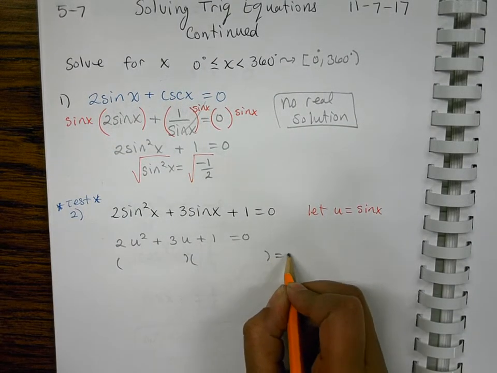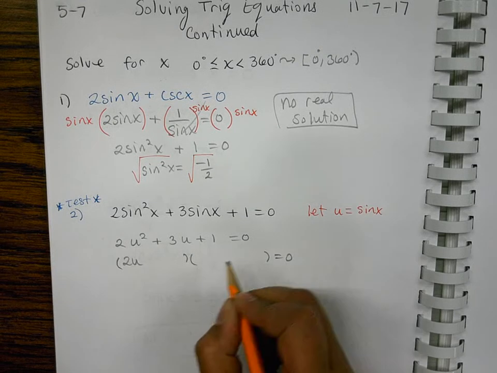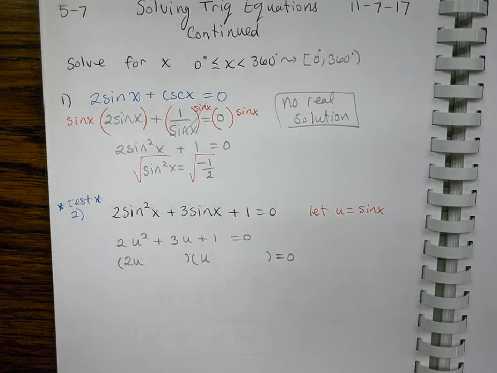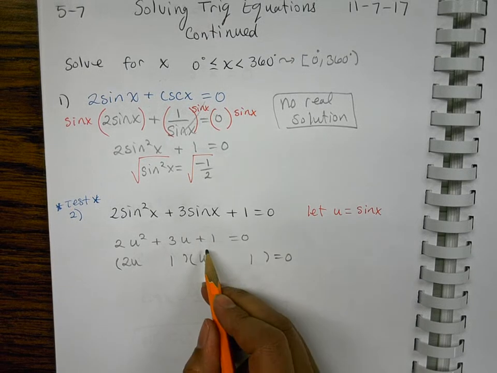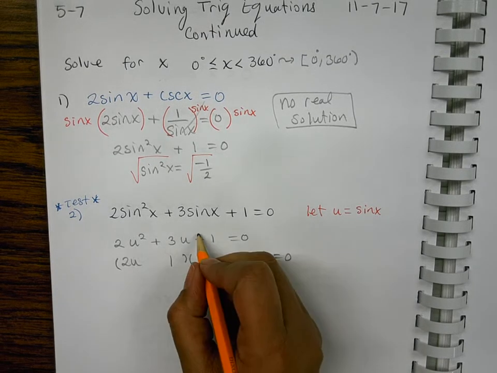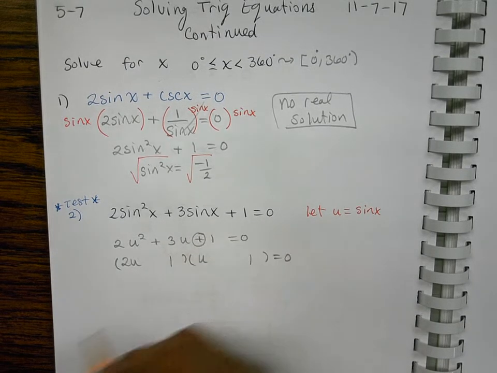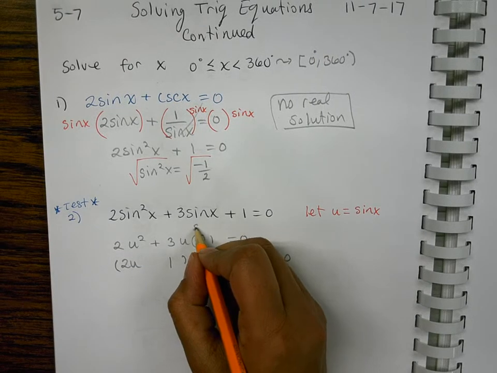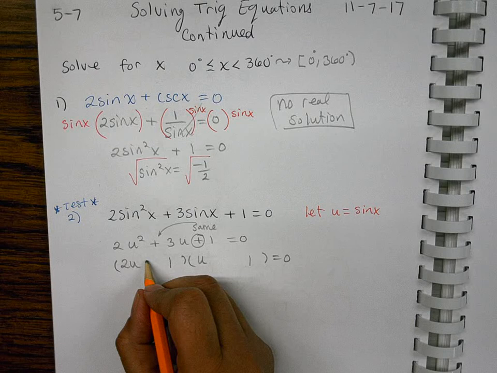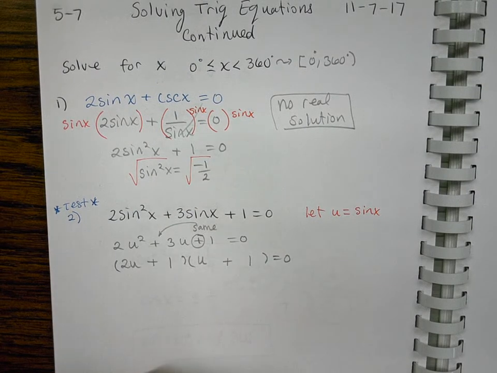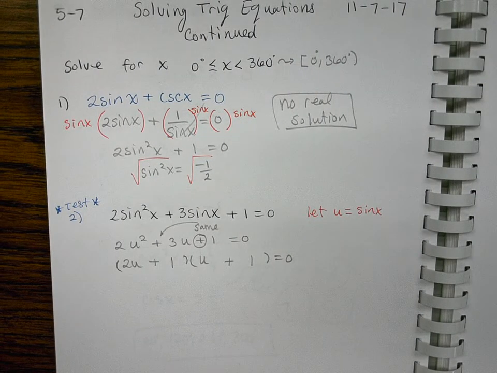Here's my equals 0. I know that has to be a 2u and a u because that's the only way to get 2u squared. I know this has to be a 1 and a 1 because that's the only way to get the 1. Even easier, this last sign is positive, which means my two signs are the same. And I look here to tell me that they are both positive. So not a whole lot of guessing on this one. Everything pretty much worked out.